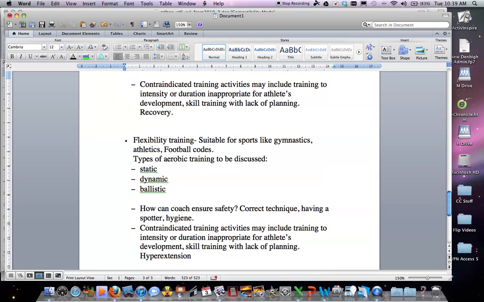The next area that you could have used was flexibility training, suitable for sports like gymnastics and athletics. Again, all the football codes could have been the examples that you used in that. And a lot of guys did this area of training. The area of flexibility training that needed to be discussed would be static flexibility, dynamic flexibility and ballistic flexibility.